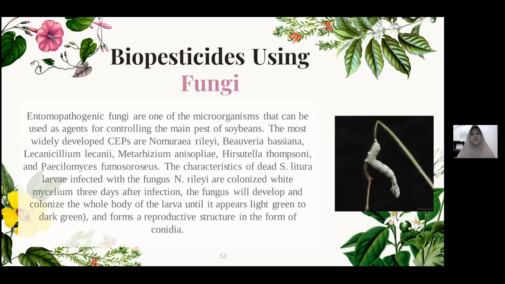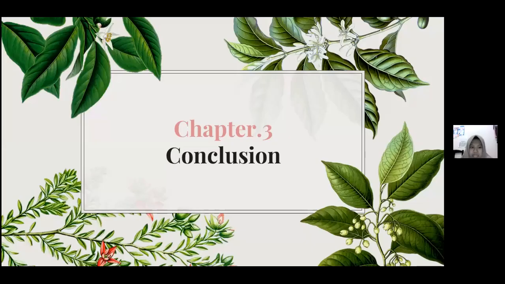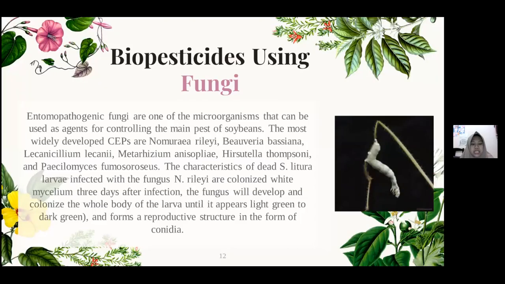Okay, next one is biopesticide using fungi. Entomopathogenic fungi are one of the microorganisms that can be used as agents for controlling the main pests of soybeans. The most widely developed are Nomuraea rileyi, Beauveria bassiana, Lecanicillium lecanii, Metarhizium anisopliae, Hirsutella thompsonii, and Paecilomyces fumosoroseus.